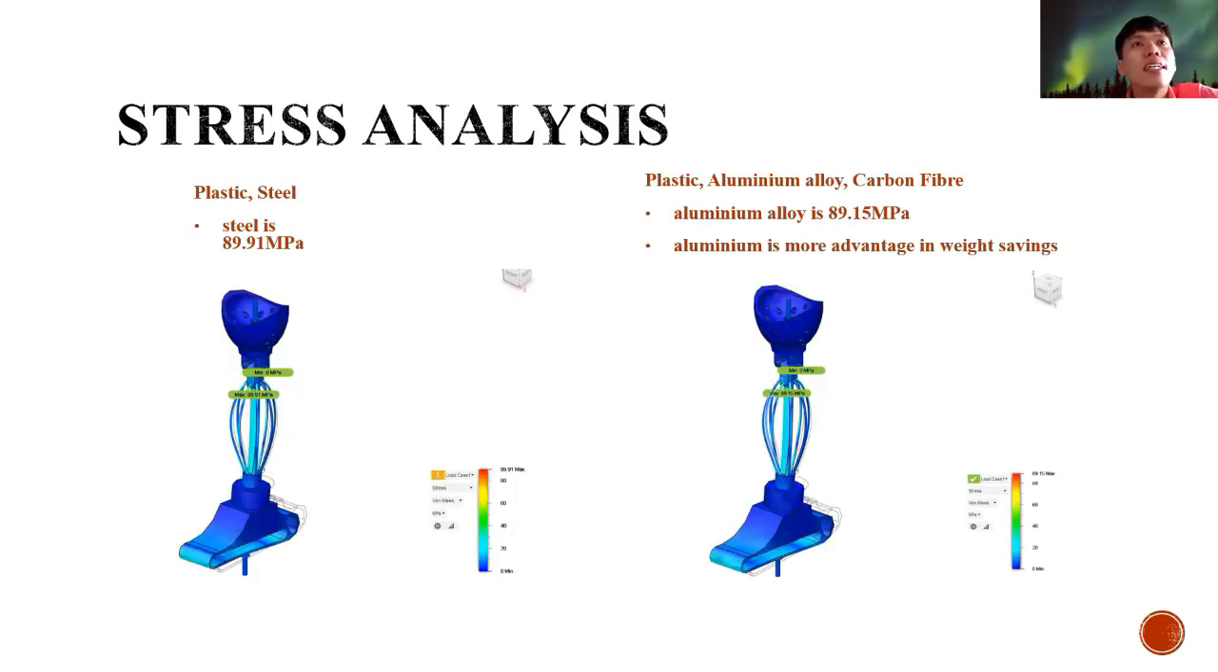In the stress analysis, we can see that there are two diagrams. The first one is plastic and steel, and we get a stress of around 81.91 MPa. For the second, plastic, aluminum alloy and carbon fiber, you get 89.15 MPa. Even though the stress is quite similar, in terms of weight saving I choose aluminum, because aluminum has more advantage in weight saving compared to steel.